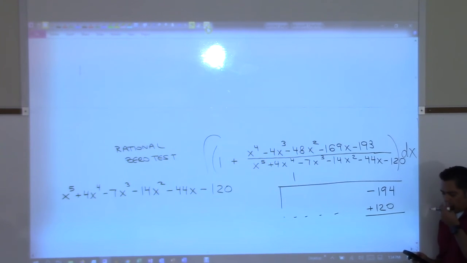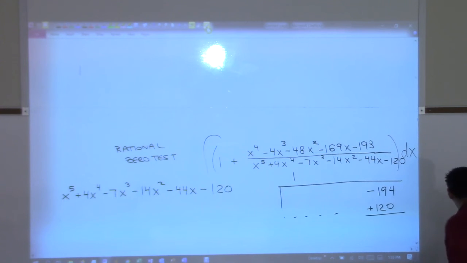Thank you. The original problem, is it x to the fifth plus 5x to the fourth minus 11x cubed minus 62x squared minus 213x minus 194, over x to the fifth plus 4x to the fourth minus 7x cubed minus 14x squared minus 44x, and then we change it to minus 120? Yes. Okay, then we should be okay. So this right here would become negative 74.